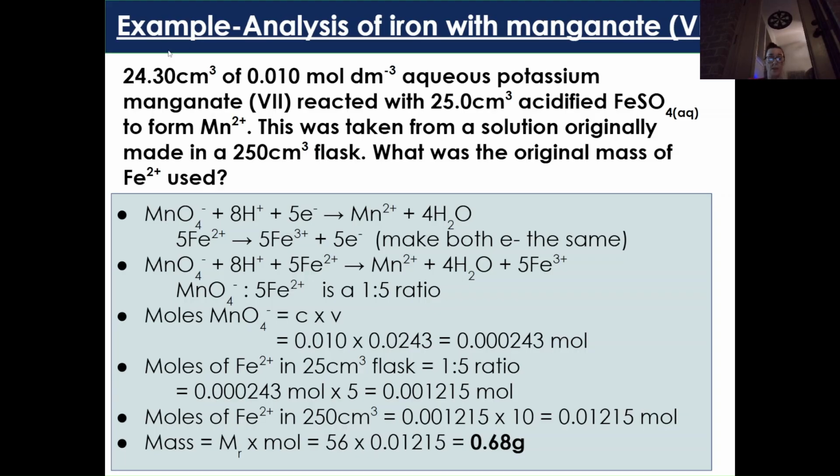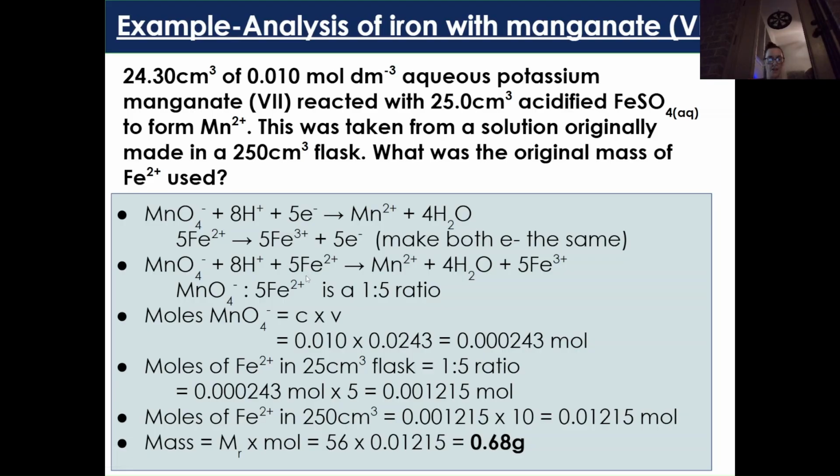And it told you in the example problem that it took 24.30 cubic centimeters of 0.010 molar. So all you have to do is multiply your molarity by your volume in order to get moles of titrant that it took to reach equivalence. Then you can use your balanced redox reaction, just like we did in acid-base titrations, in order to convert the moles of your titrant to your moles of analyte.